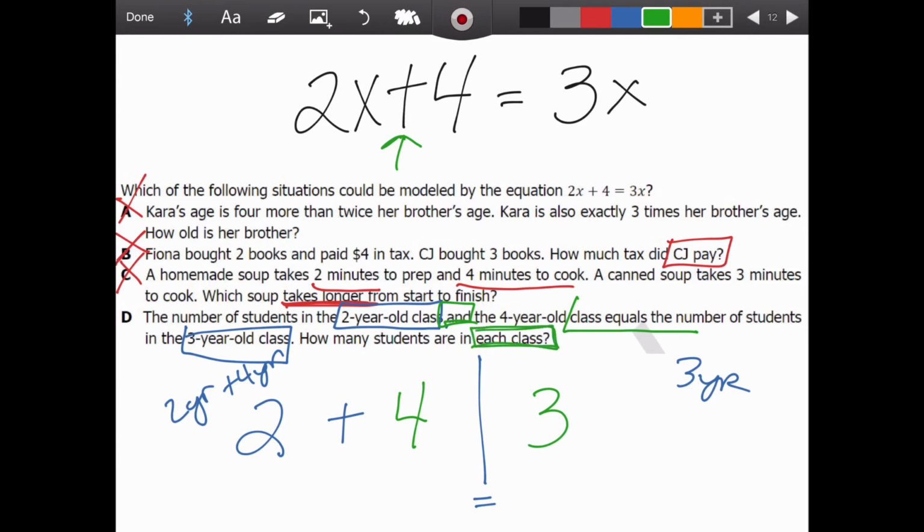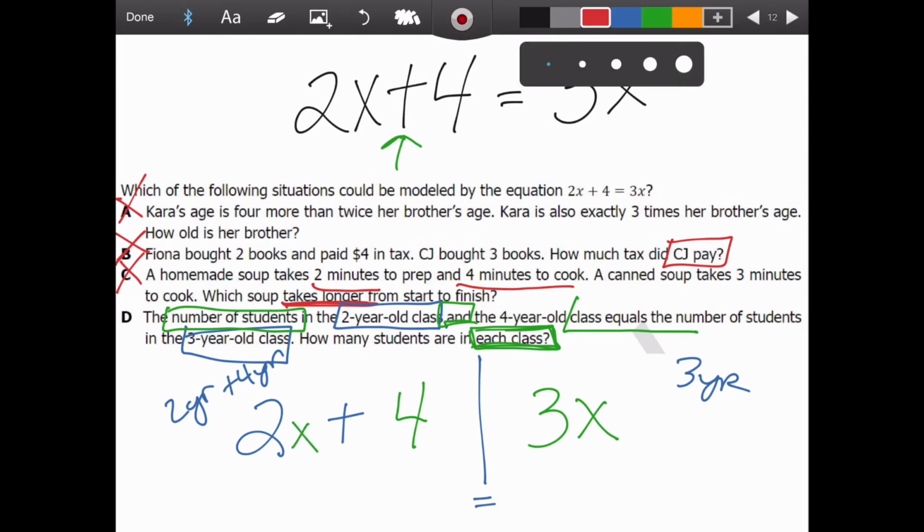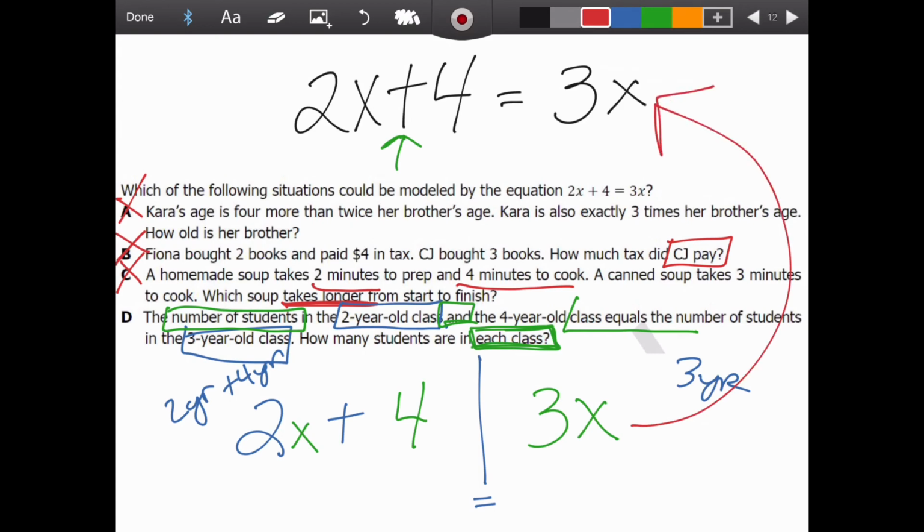Okay, well, it says the students in the 3-year-old class, but it doesn't say how many students are in each class. So this is where the x comes in. And then again, the number of students in the 2-year-old class, but it doesn't tell us the number of students. So that's our x here. All right, so let's go back and look at our equation. Does this match this equation? Yes, it does. We have 2x plus 4 is equal to 3x, which matches 2x plus 4 is equal to 3x.